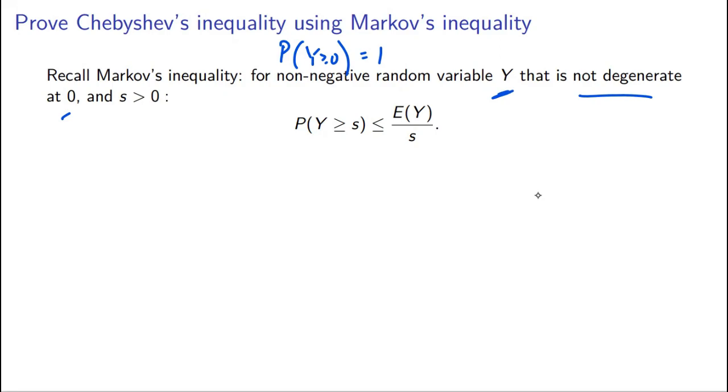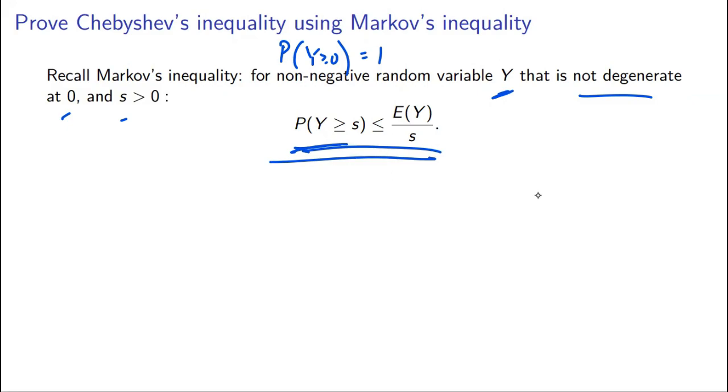That means the probability cannot be aggregated just at 0. It needs to vary. And for a constant s greater than 0, Markov's inequality tells us the probability of y greater than or equal to s is less than or equal to the expected value of y divided by s. I'm going to mention this only briefly because I've done two videos on Markov's inequality, and I will have a link to them in the comments section and the notes section of this video.